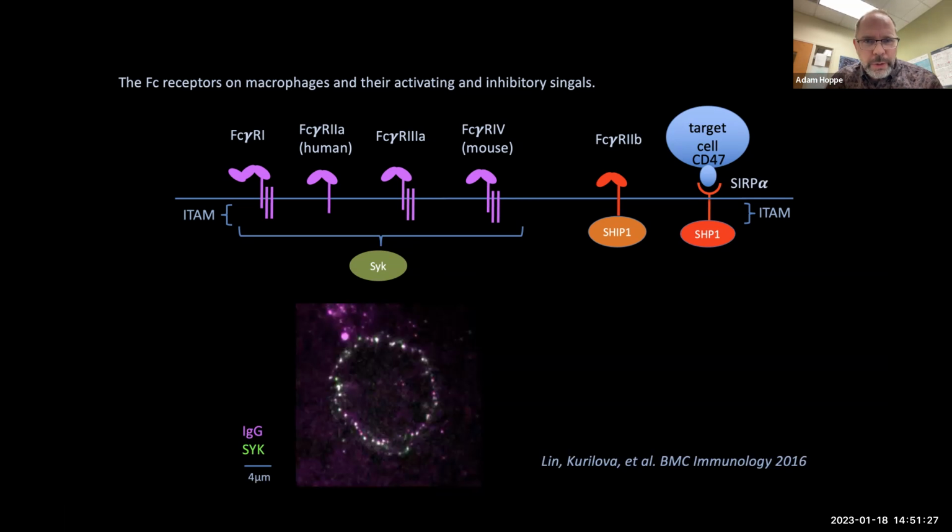There are also inhibitory receptors on the surface of the macrophage that can antagonize Syk's signaling, including the FcγR 2b, which can recruit SHIP1, the lipid phosphatase, and SIRP alpha, which can recognize CD47, basically an innate don't-eat-me self signal present on host cells. And that receptor can recruit the protein phosphatase SHP-1 to antagonize Syk kinase's function.